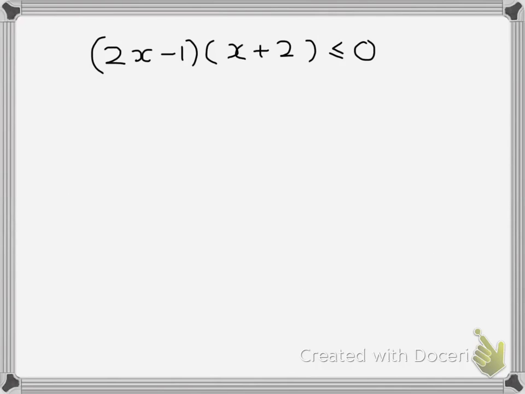Again, we have something like this: 2x minus 1, bracket, multiplied by x plus 2. Again, what do we look for? We write down the roots first. So the roots are? Half and negative 2. Then again, we do that simple sketch.